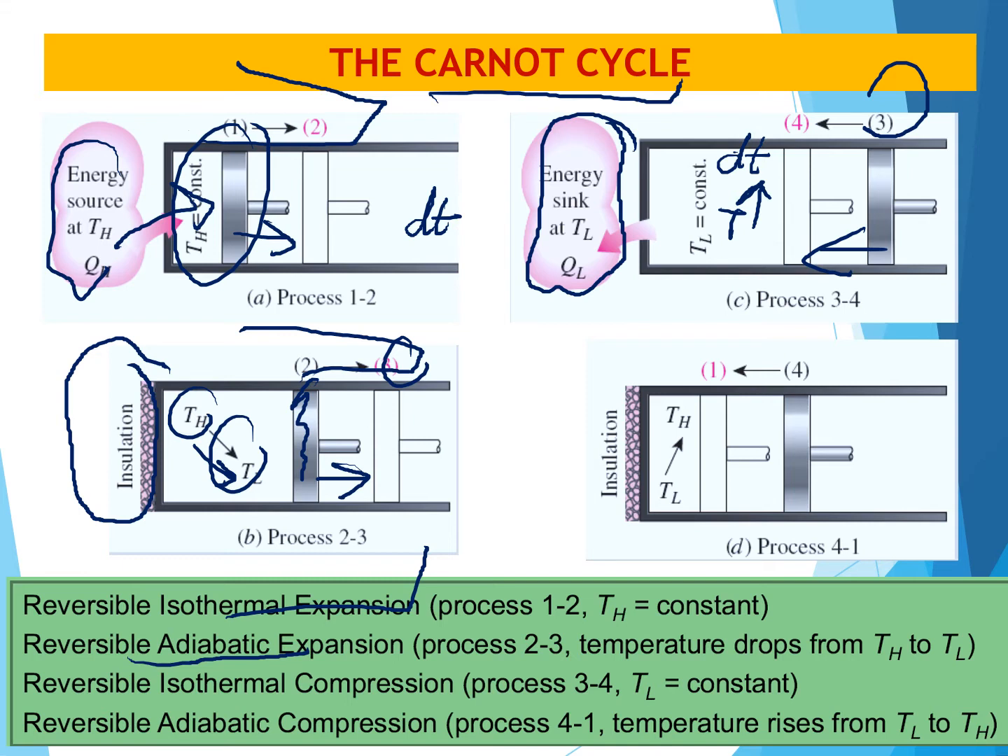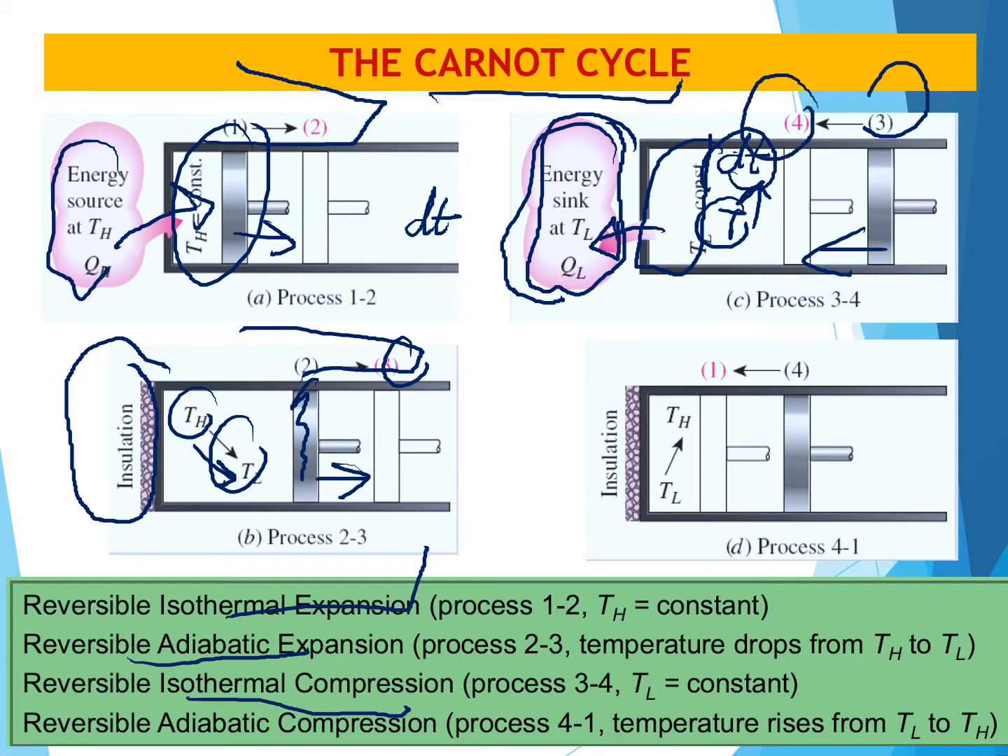But now this sink helps to keep the gas temperature constant by absorbing heat from the gas. So heat is absorbed from the gas when the temperature starts to rise by a very small amount. This process is called reversible isothermal compression. So this process continues until the piston reaches state 4.